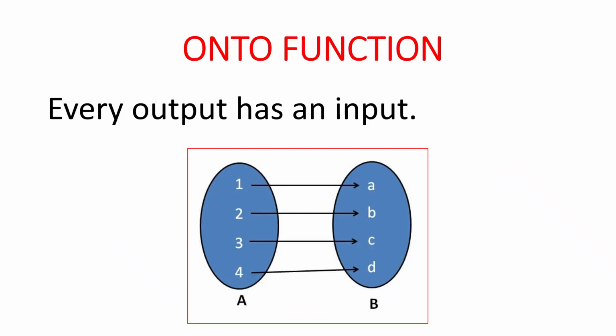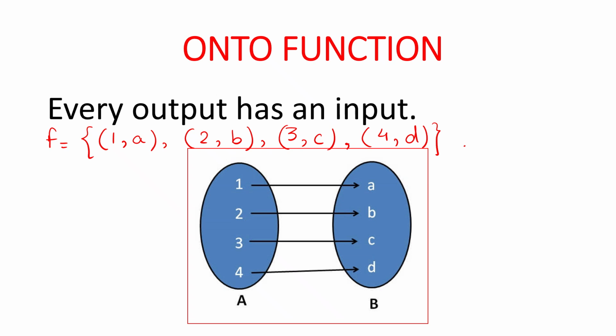Onto functions are also called as surjective functions. In such type of functions, every output has an input, means nothing should be left behind in the output. Or we can say that range of the function should equal set B. For explaining this, I'm going to write this mapping in the form of ordered pairs. That is, for this function, 1 is mapped with A, 2 is mapped with B, 3 is paired with C and D, 4 with D.